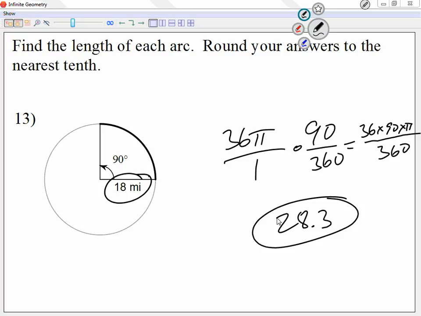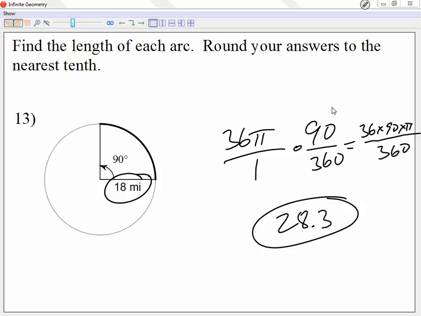Do you have to round? The instruction says round your answer to the nearest tenth. And yes, you have to round it, because otherwise the decimal keeps on going forever. So yes. Francisco, you had a question? For which one? 12. Okay, I'll come back to 12 in a minute.